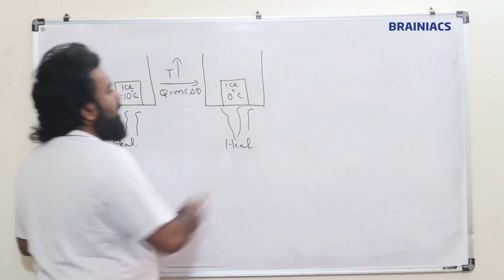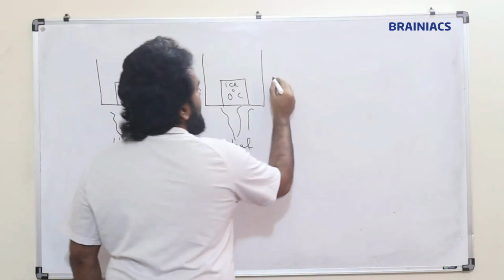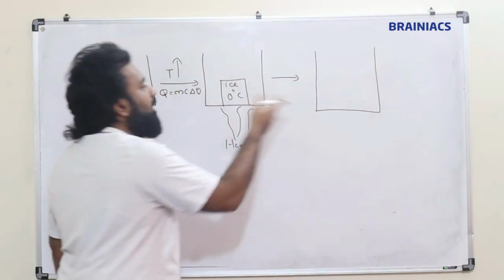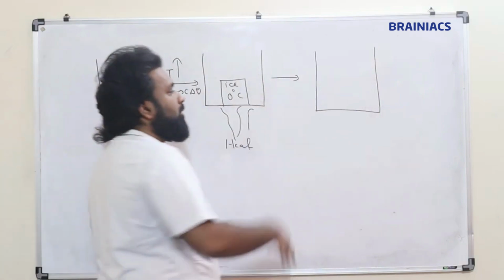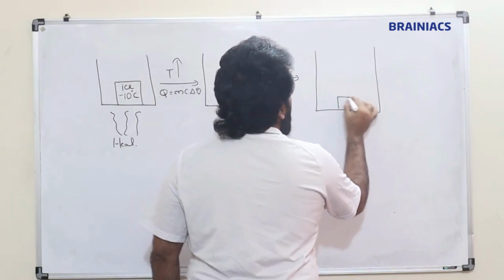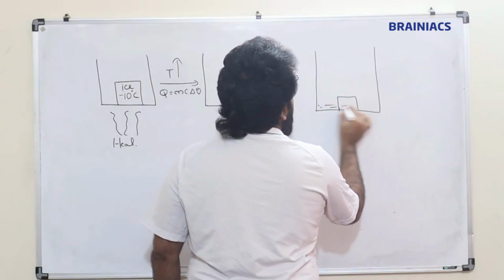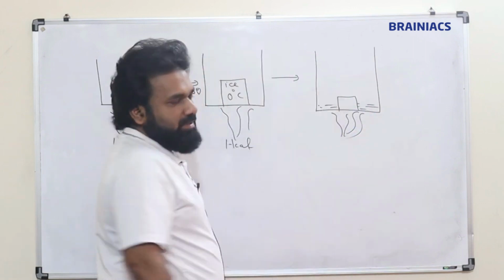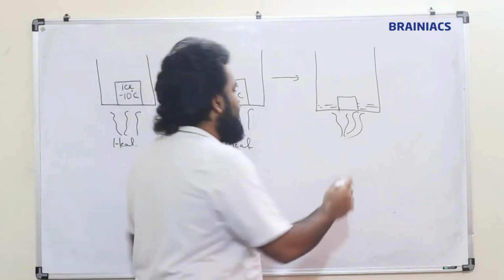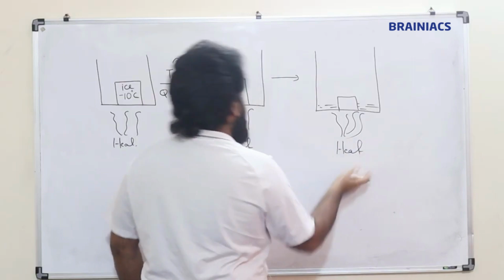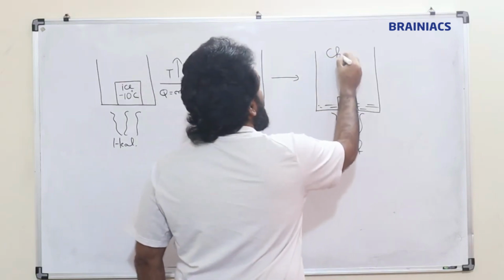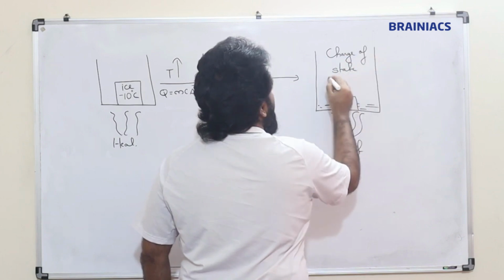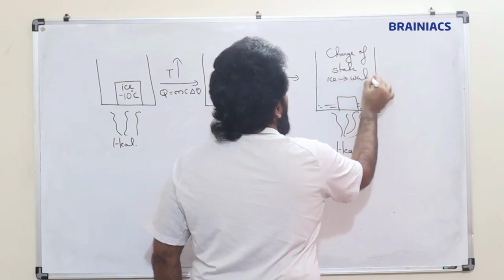Now, what is the next process? Still we are applying heat. The next process is this will start converting into water. So what will happen? Half ice and some amount of water will be there. We are applying heat. So in this process, this is nothing but change of state. Heat is still being applied. What is happening here? Change of state, that is, ice to water conversion is going on.